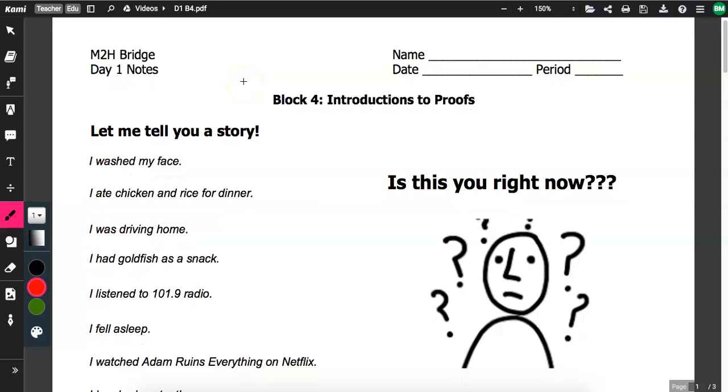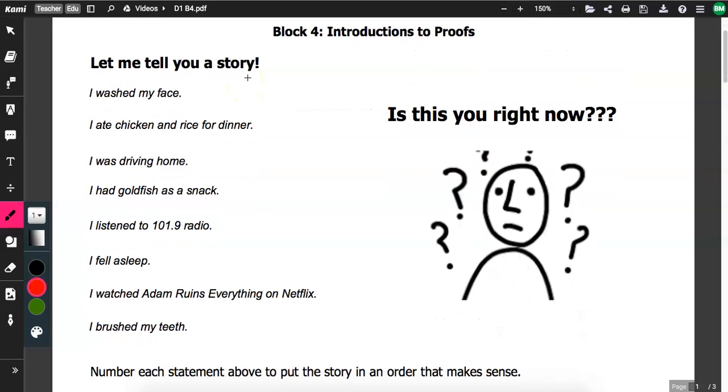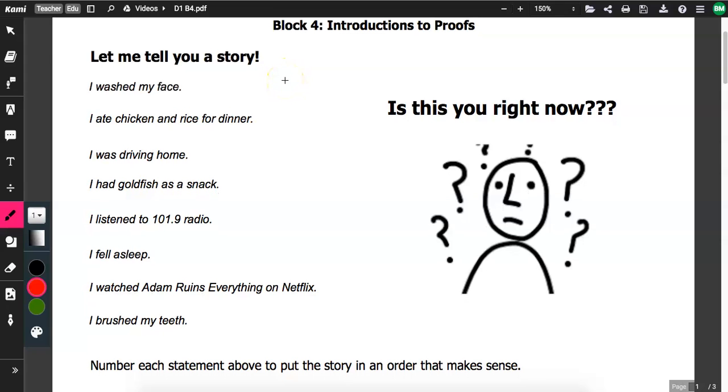Okay, so before we even get into any of that, I just want to tell you a quick story. Here's my story, you can follow along. I washed my face. I ate chicken and rice for dinner. I was driving home. I had goldfish as a snack. I listened to 101.9 radio. I fell asleep. I watched Adam Ruins Everything on Netflix. And I brushed my teeth. Now, when I tell that story, and I wanted to tell you about my night last night, that makes almost no sense. You can kind of piece it together, but it's really confusing.